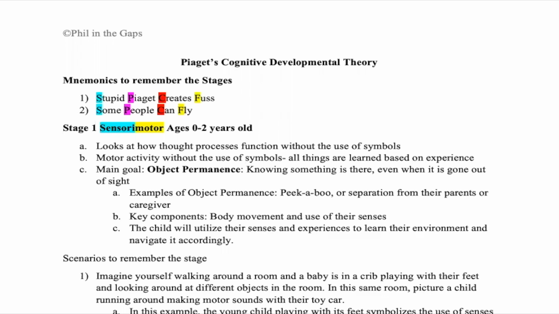So stated in a different way, sensory motor looks at how thought processes function without the use of symbols. Why? Because a young child is not going to have symbols in their mind and understand things that are not actually in front of them, because they don't have that cognition at this given moment. But in addition to that, motor activity without the use of symbols as well. So all things are learned based on experience.